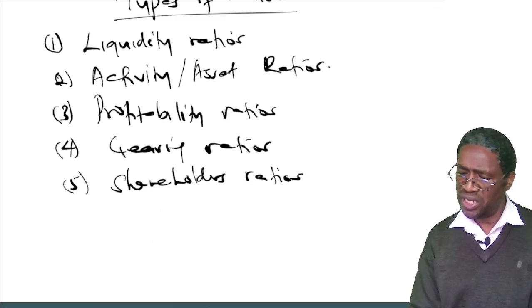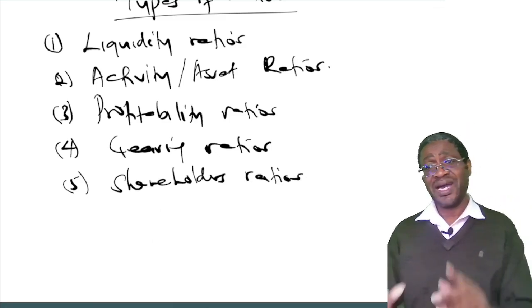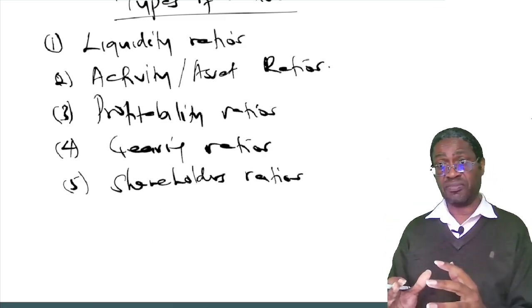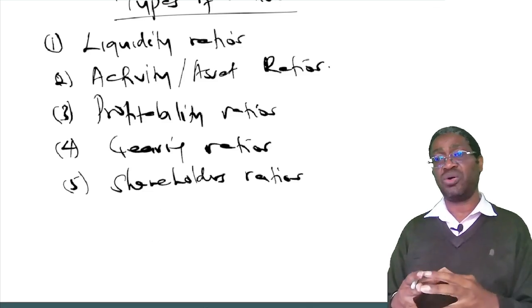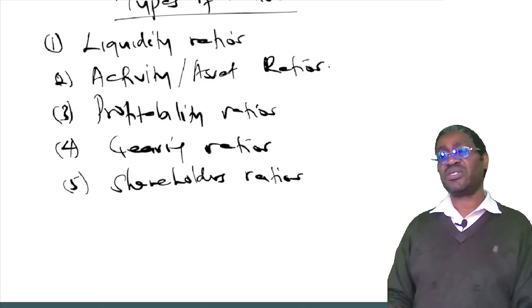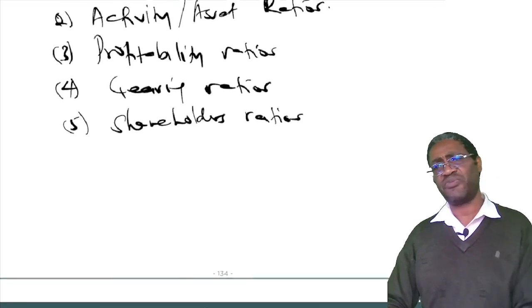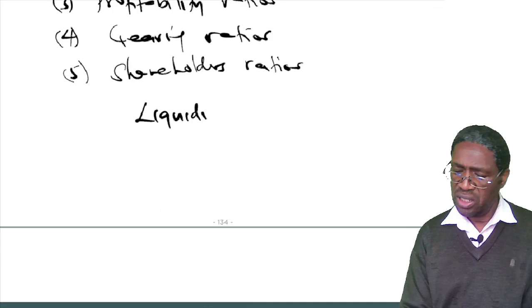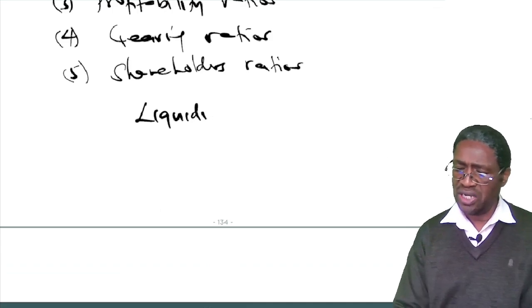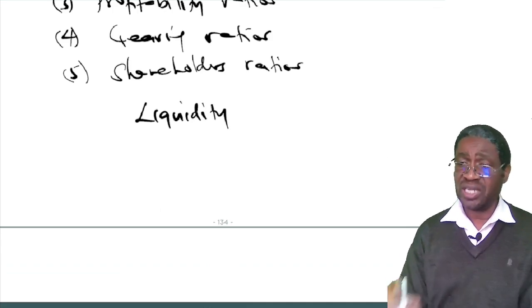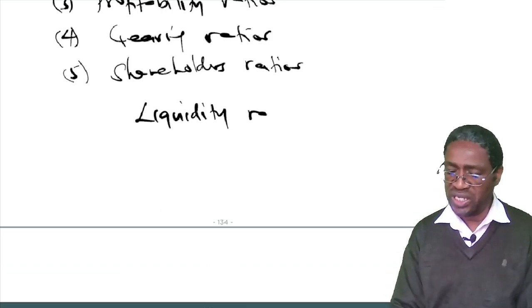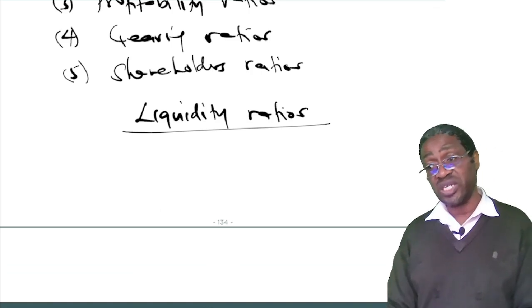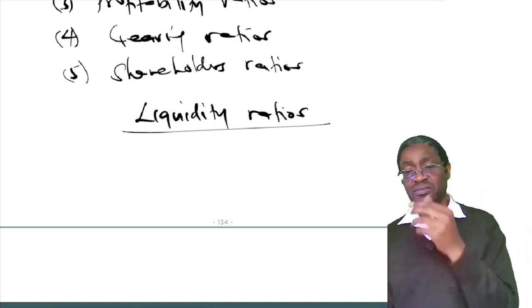So these are the different categories of ratios, and each category serves its own purpose. Let's start with the first category, which we are calling liquidity ratios. What are they and what is the purpose? Why do you as a company calculate the liquidity ratios, and what are they?